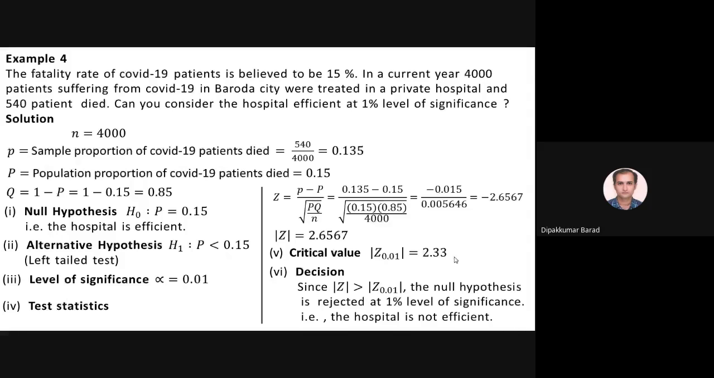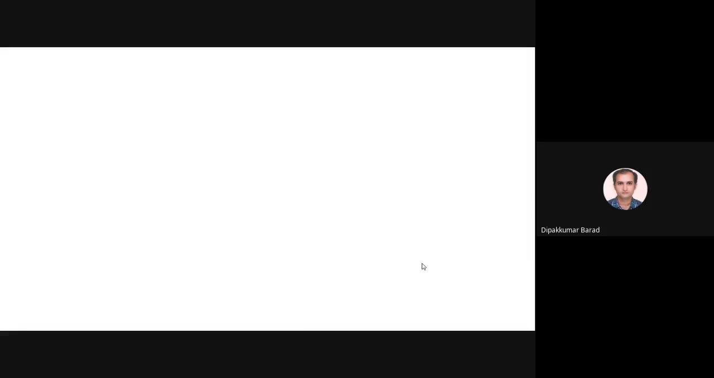So the same process that we followed in the previous examples, we follow in the same way to reach the conclusion here. Find small p and capital Q, set the null hypothesis and alternative hypothesis, the level of significance, find the test statistic, then the critical value, which at 1% is 2.33. Comparing both, we get mod z greater than the absolute value of z at 0.01, so the null hypothesis is rejected at 1% level of significance. Okay, now we move on to the next example.